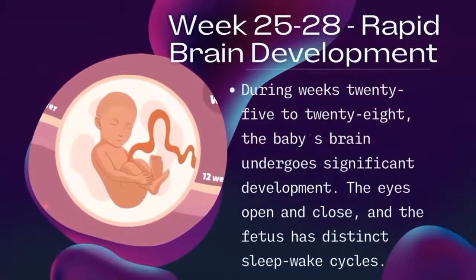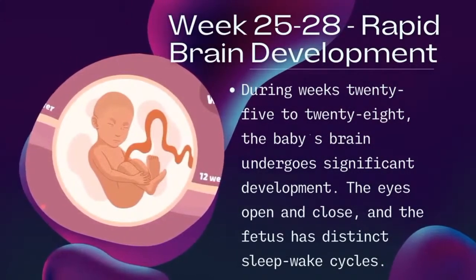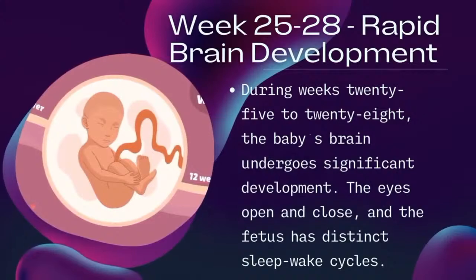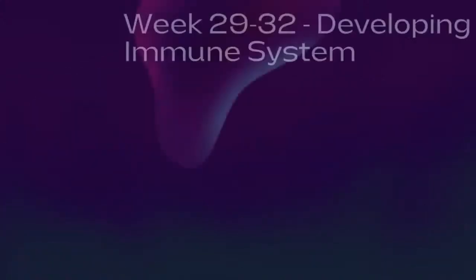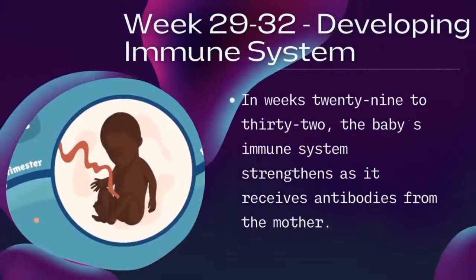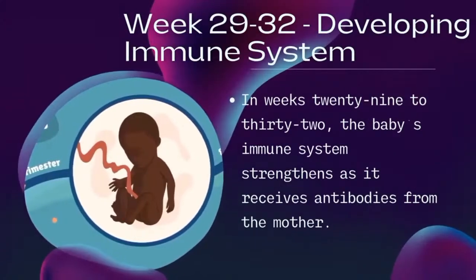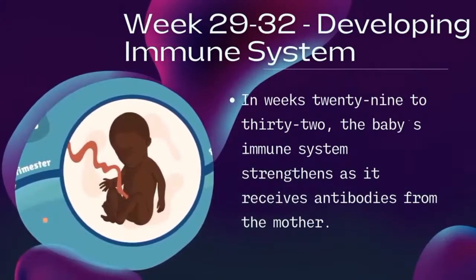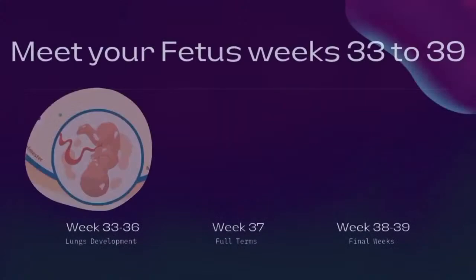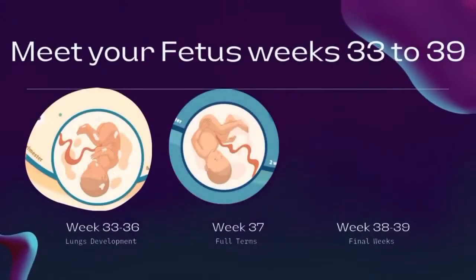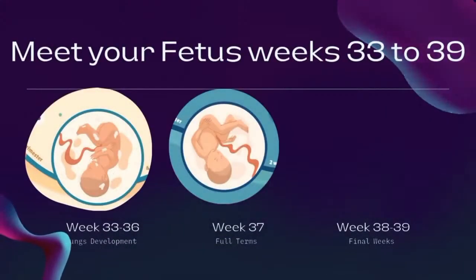Weeks 25 to 28, Rapid Brain Development. During weeks 25 to 28, the baby's brain undergoes significant development. The eyes open and close, and the fetus has distinct sleep-wake cycles. Weeks 29 to 32, Developing Immune System. In weeks 29 to 32, the baby's immune system strengthens as it receives antibodies from the mother.